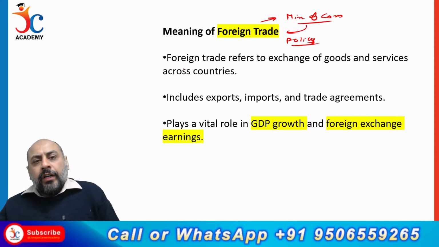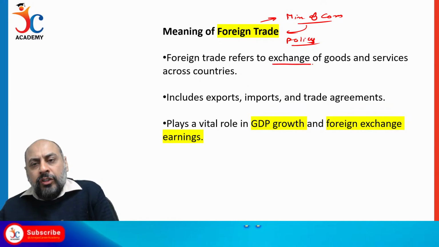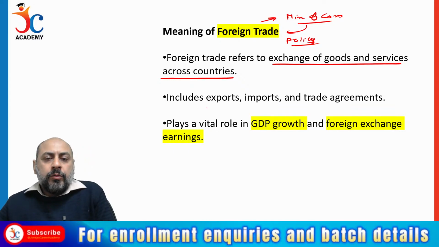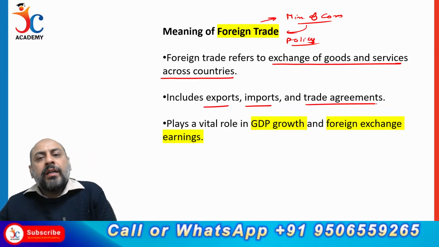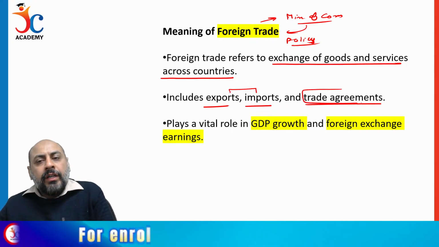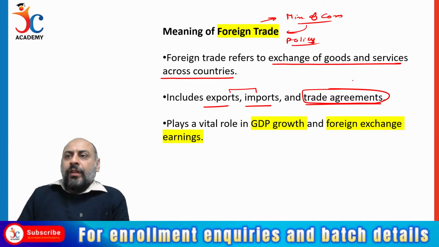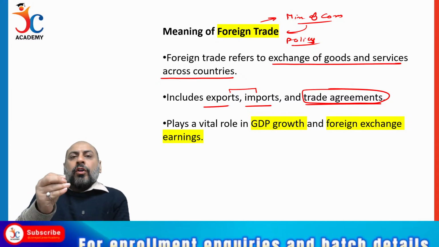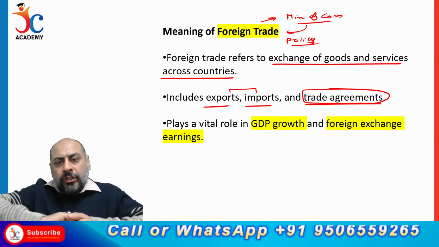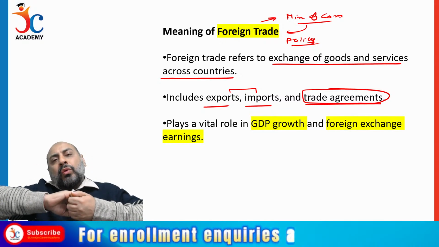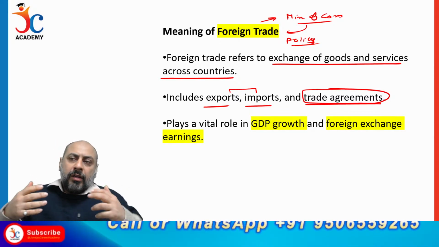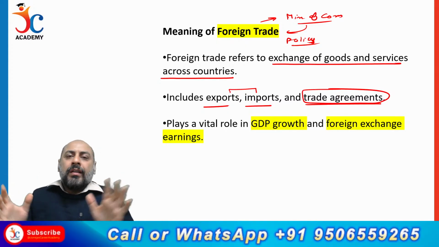So when I say foreign trade, it basically refers to exchange of goods and services across countries. This would include both exports and imports and trade agreements. Now these exports and imports are done with the help of trade agreements. What are trade agreements? To put it very simply, trade agreements are a set of rules and regulations which have been agreed upon between two or more nations. In case it is agreed upon between two nations, it is a bilateral agreement, and in case it is done amongst more than two countries, it becomes a multilateral agreement.